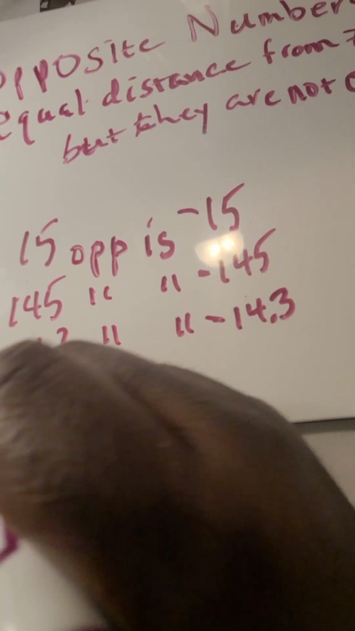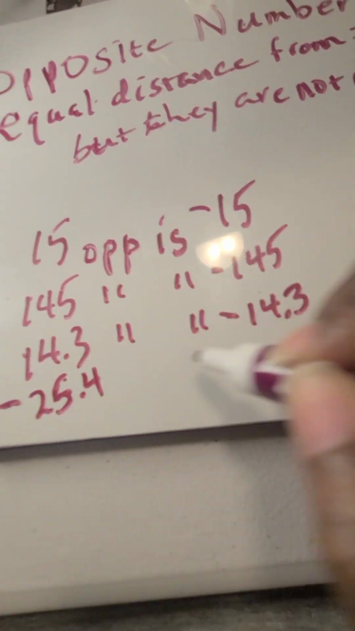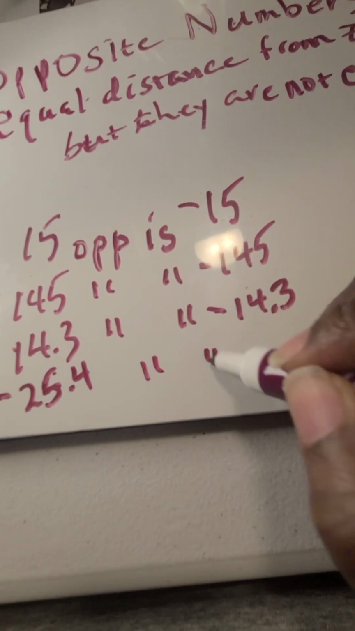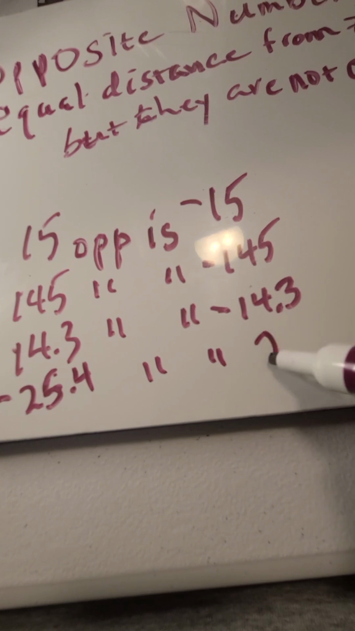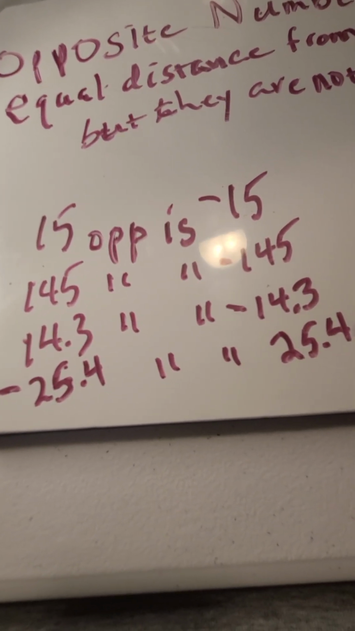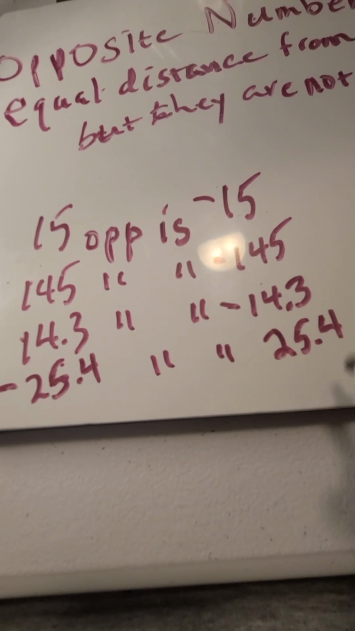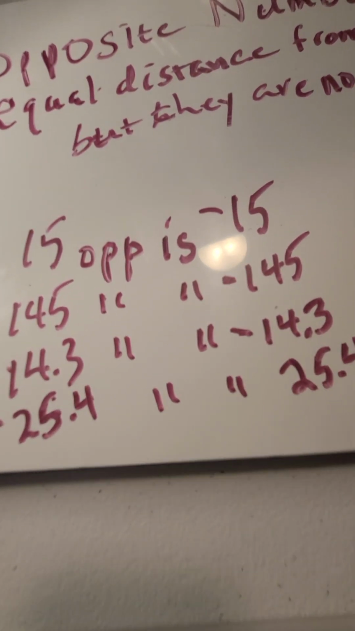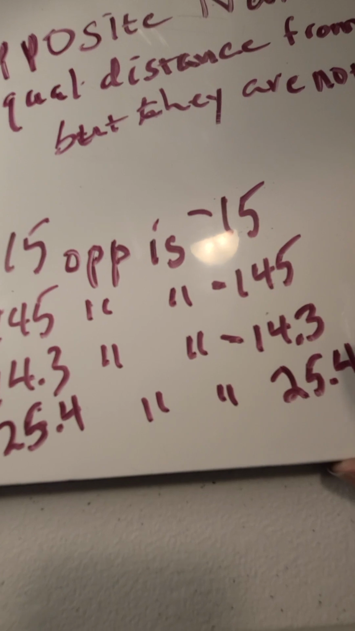So what would the opposite of -25.4 be? Well, its opposite would be +25.4. And we do not have to write the positive sign. You can if that makes you more comfortable, but it's not necessary.